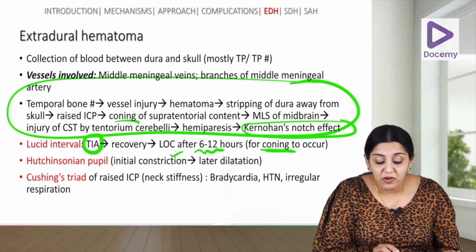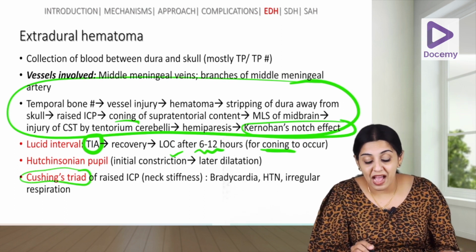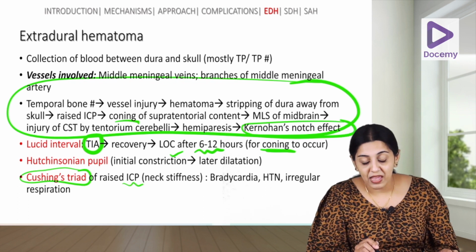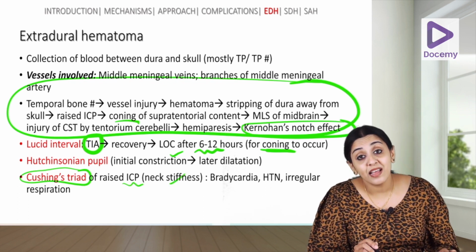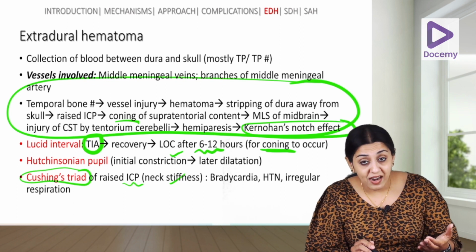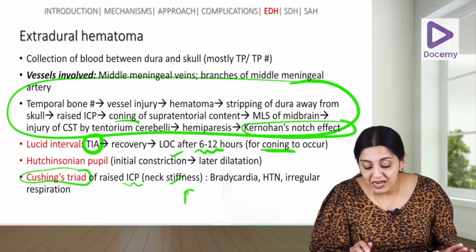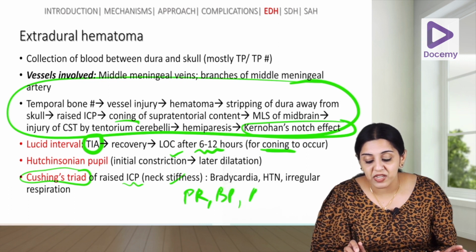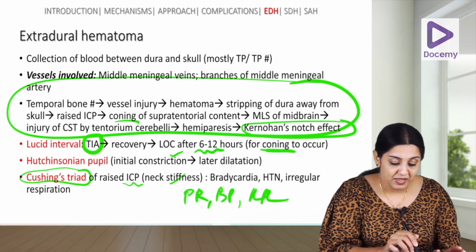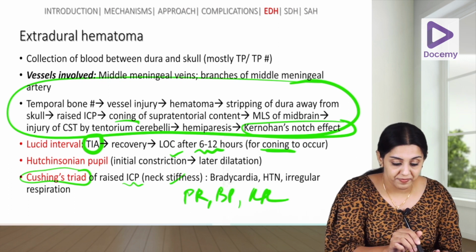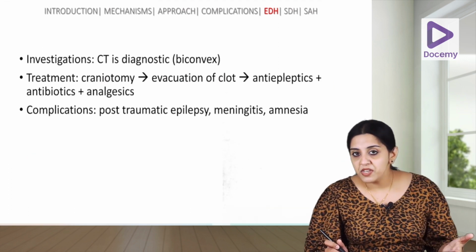Other than that, there could be Cushing's triad, as part of raised ICP. First of all, there would be neck stiffness. Other than that, the patient will have bradycardia, hypertension, as well as irregular respiration. So pulse, BP and respiration are important to be monitored. That is Cushing's triad. Now, what is the investigation you could do?